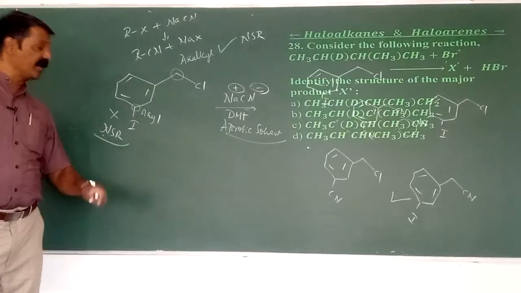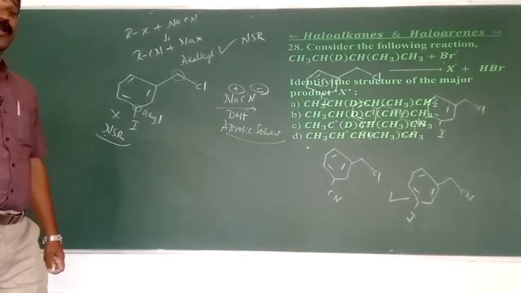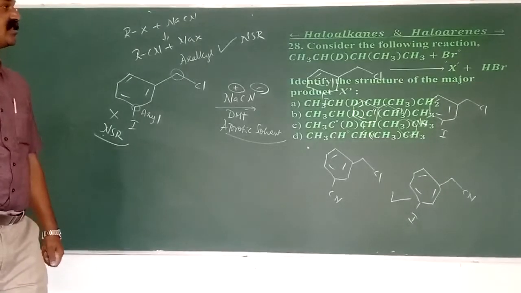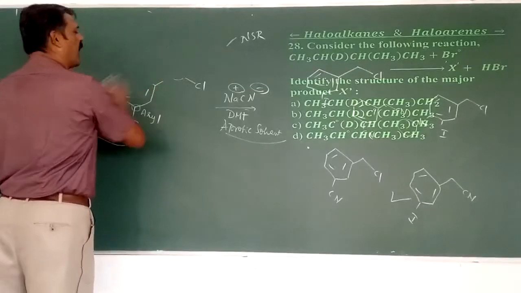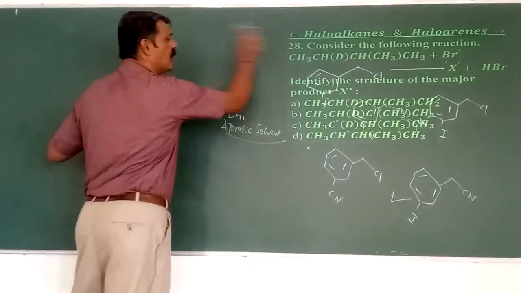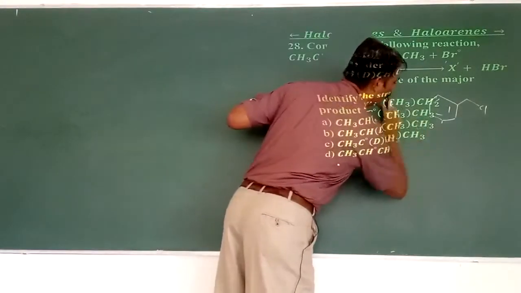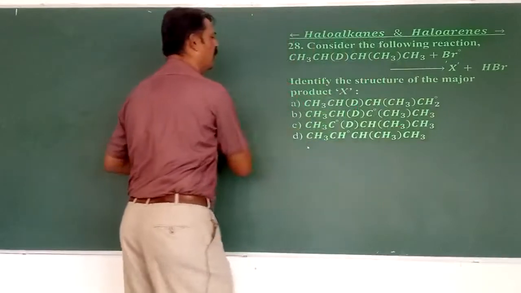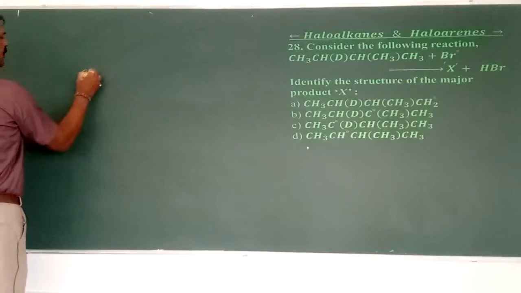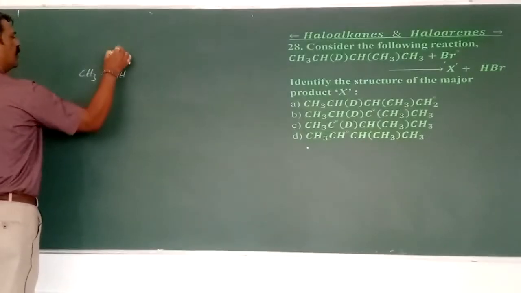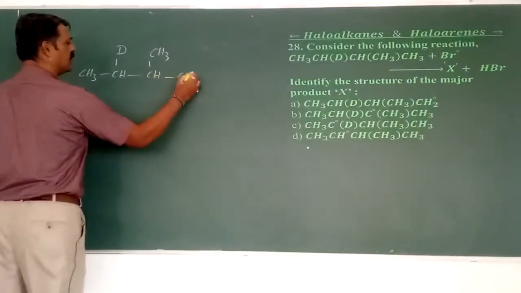28. Consider the following reaction. CH3 CHD, D means it is called a deuterated hydrogen, CH3 CH3 plus Br dot. Br dot means it is called bromine free radical. Bromine free radical gives rise to X plus HBr. What is the structure of X here? CH3 CHD CH CH3 CH3.